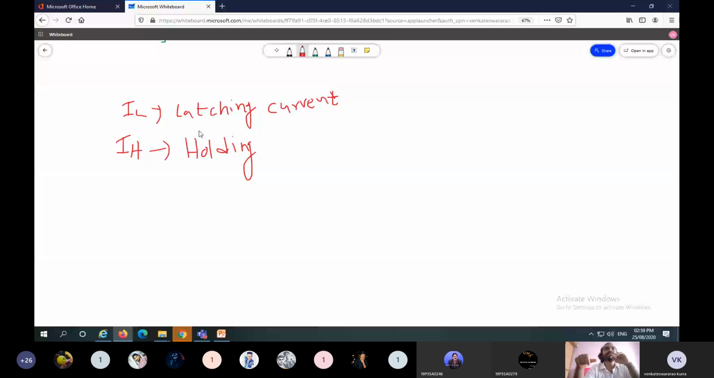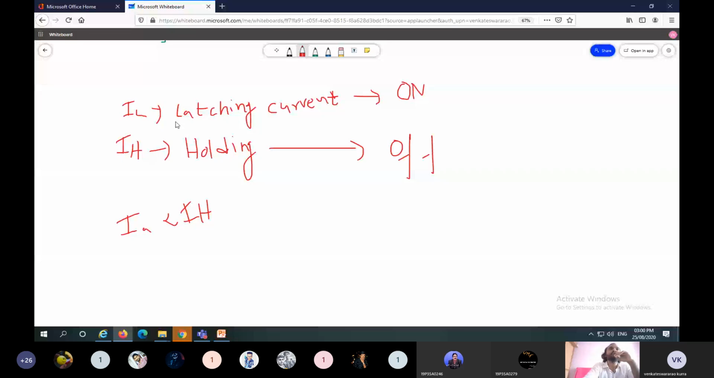Holding current means the minimum amount of anode current below which the device gets turned off. If we decrease the anode current below IH, if the anode current is less than the holding current, the device turns off. So holding current is related to the off state of the device, and latching current is related to the on state of the device. Is it clear? So once again, I repeat the definitions of latching current and holding current.